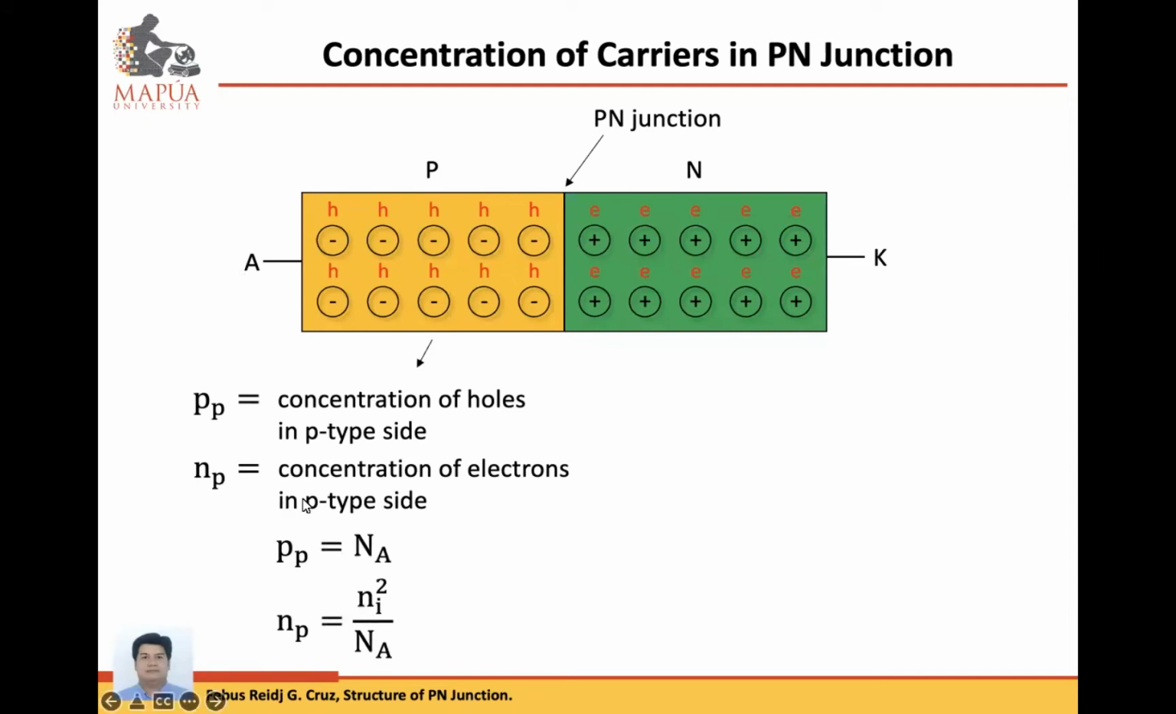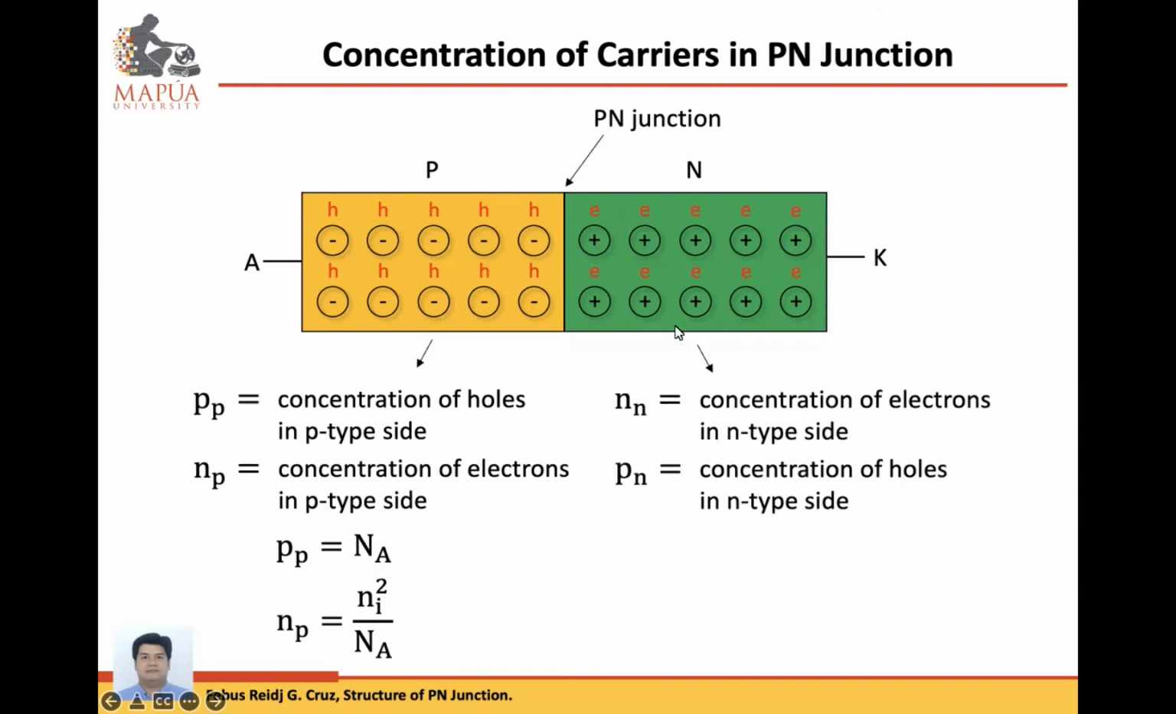And for the p-type side, the concentration of holes is determined by the doping concentration of the p-type material. So this is the acceptor doping concentration, while the concentration of electrons on the p-type side can be calculated using this equation. You have Ni squared over the acceptor concentration.